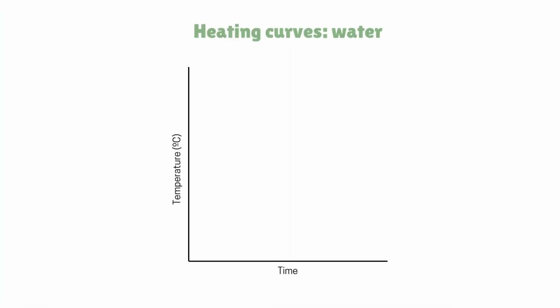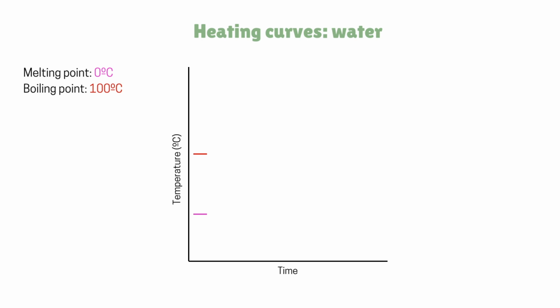For this example, we will be using water, which has very regular melting and boiling points, but it can be done with any substance. This is what the graph would look like, with temperature on the y-axis and time on the x-axis. First, we must identify the melting and boiling points. For water, the melting point is 0 degrees Celsius, and the boiling point is 100 degrees Celsius.